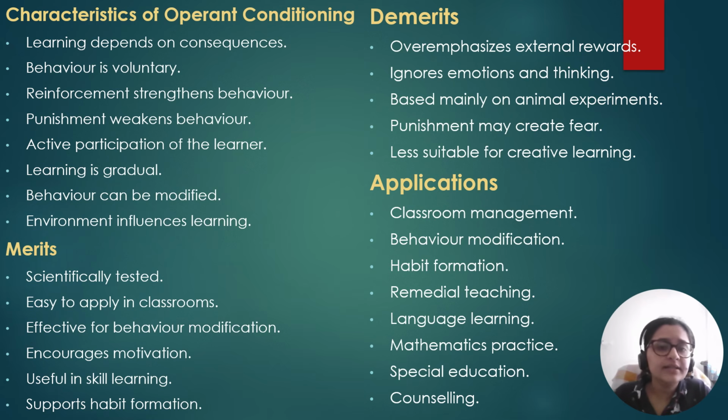What are the characteristics of operant conditioning? Learning depends on consequences. Behavior is voluntary. That means it is within the teacher's hands. The teacher has full control of the person's behavior. Teacher or whoever. Reinforcement will strengthen the behavior. Punishment will weaken the behavior. Active participation of the learner is very, very important. And learning is gradual. It cannot happen all at once. Behaviors can be modified and the environment will influence the learning.